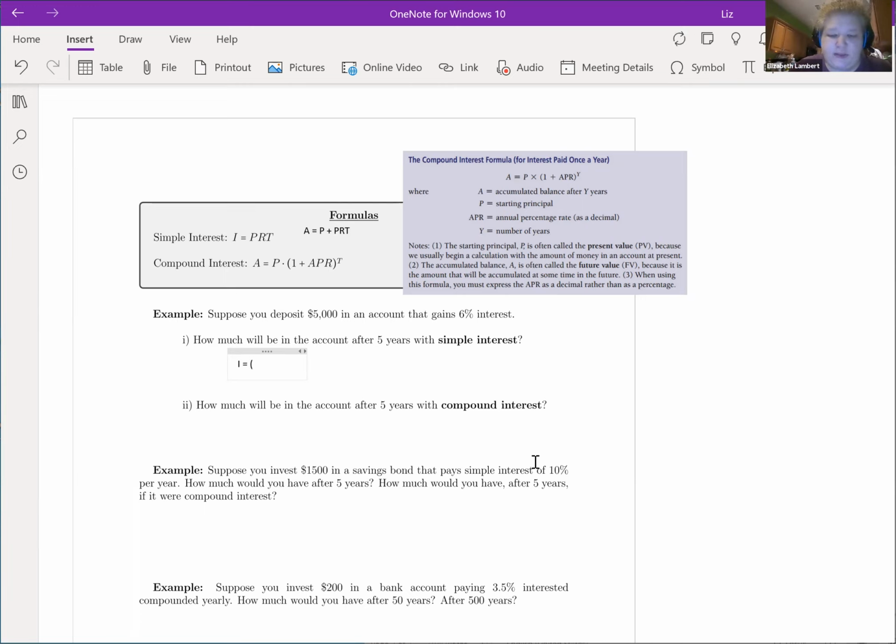All right, so the interest is going to be the principal amount, which is the 5,000. And then the rate as a decimal, so instead of 6, it's 0.06. And then times the number of years, which they told us is 5 years.